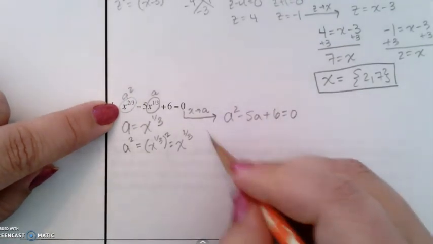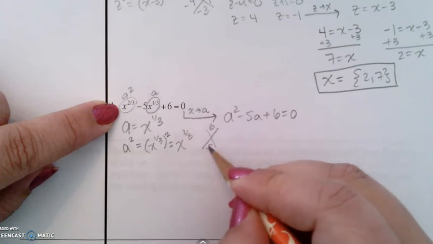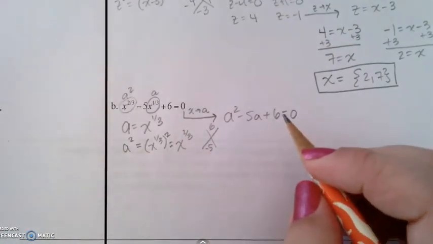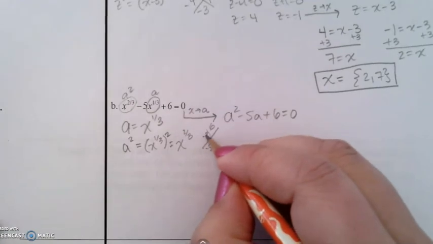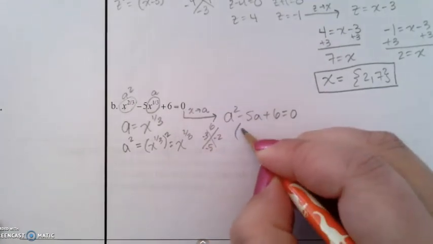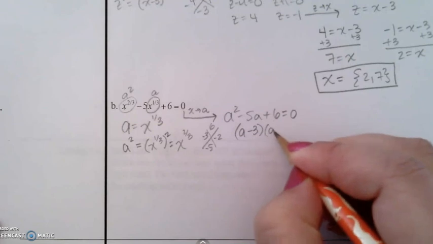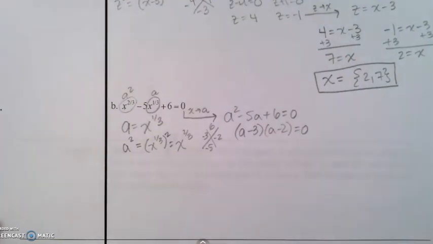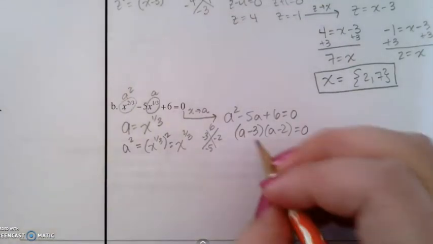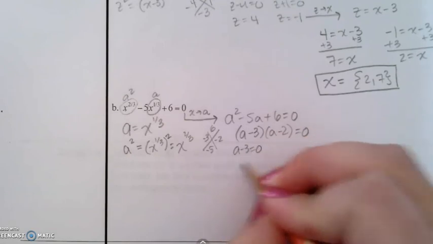Can it factor? Are there two numbers that multiply to 6 and add to negative 5? Yes, negative 3 and negative 2. So we have a minus 3 times a minus 2 equals 0. We've been quite lucky with these examples that they factor nicely, but remember the last two sections that we've done in class are how do we solve it if it doesn't factor? And that is completing the square and the quadratic formula. So we set each factor equal to 0.